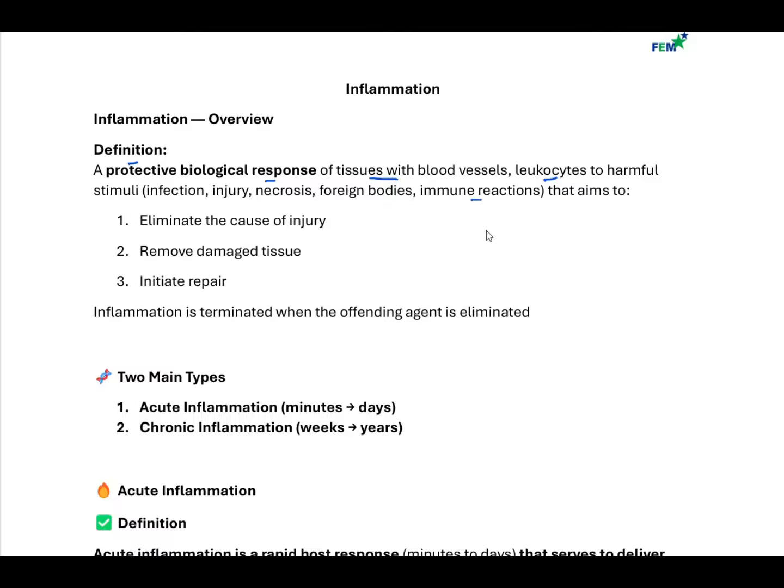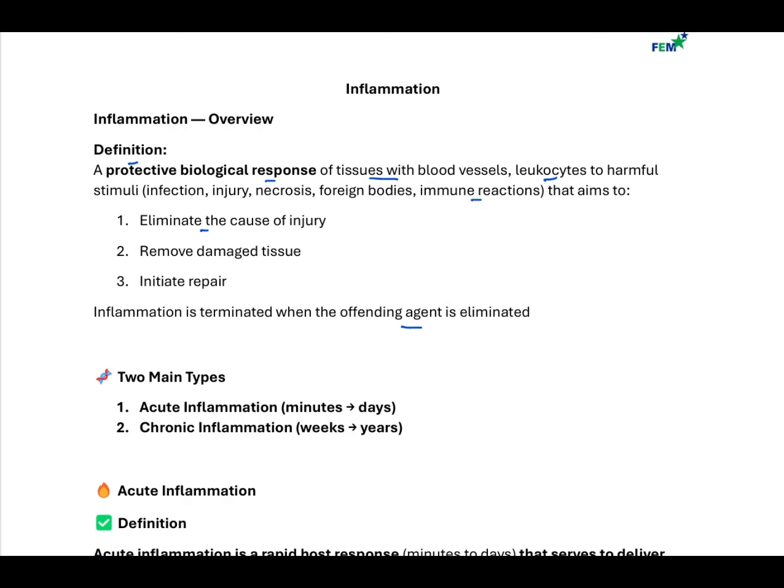The goal of inflammation is, one, to eliminate the cause of the injury, two, to remove the dead tissue, and lastly, to initiate repair. Without inflammation, we can't eliminate infection, we will not be able to remove all the dead tissue, and repair will not be possible. Inflammation is terminated when the offending agent is eliminated. Like in the case of infection, when that infection is eliminated, then inflammation is going to be terminated.